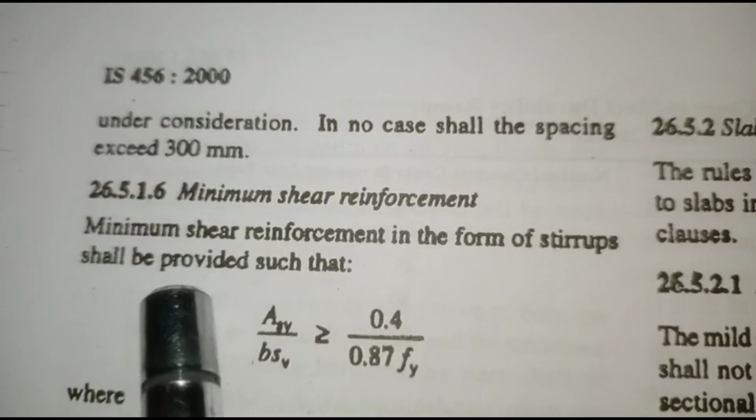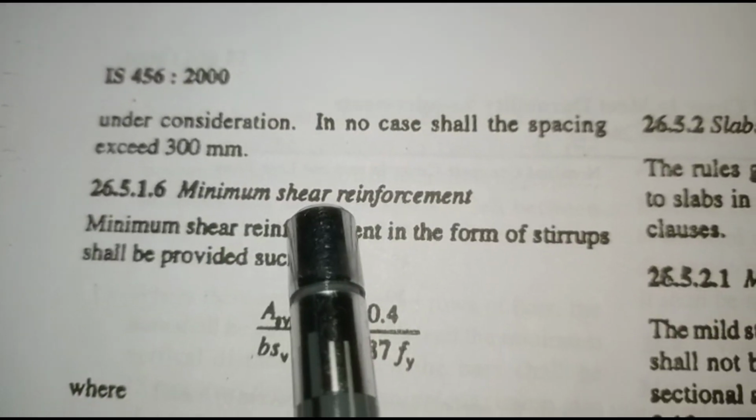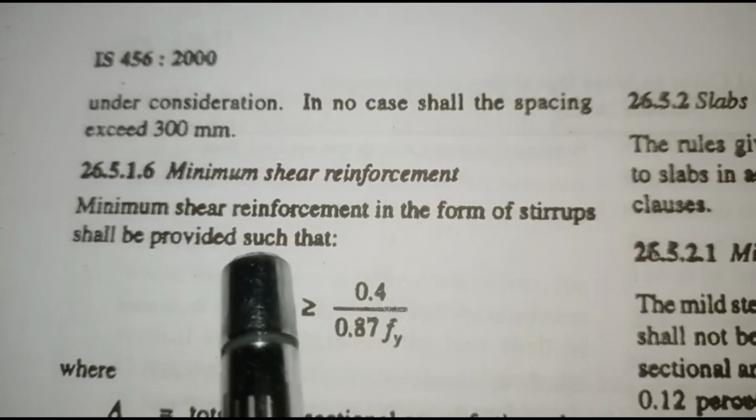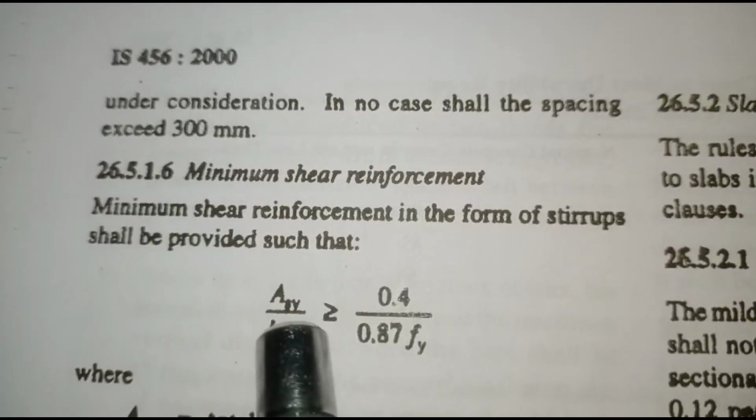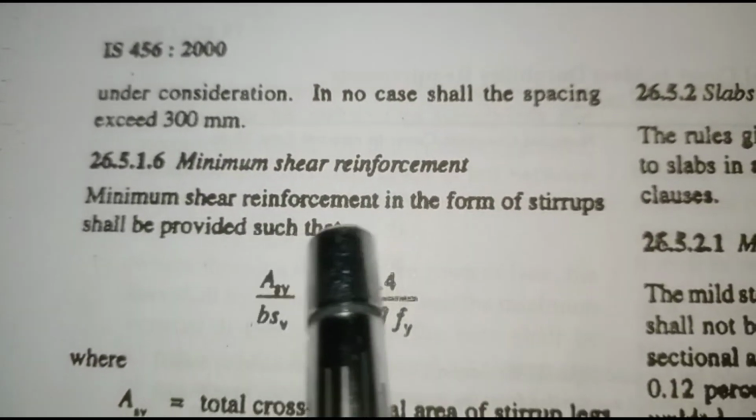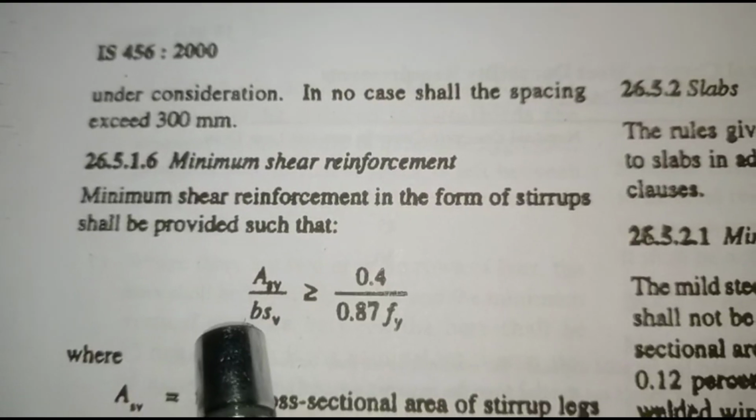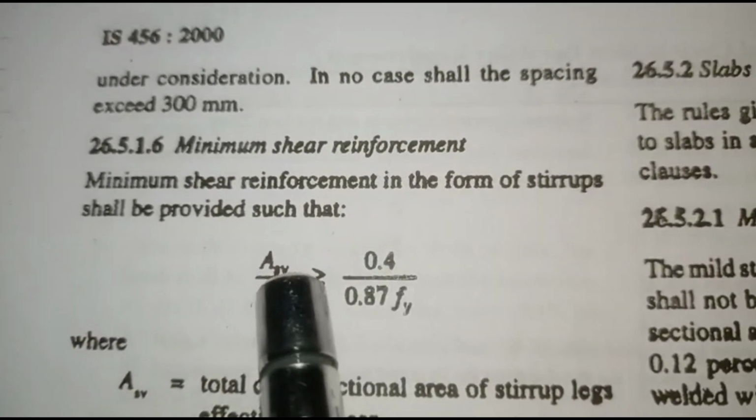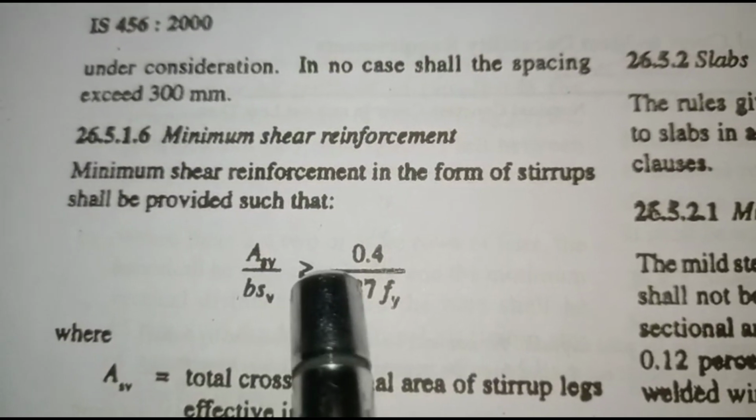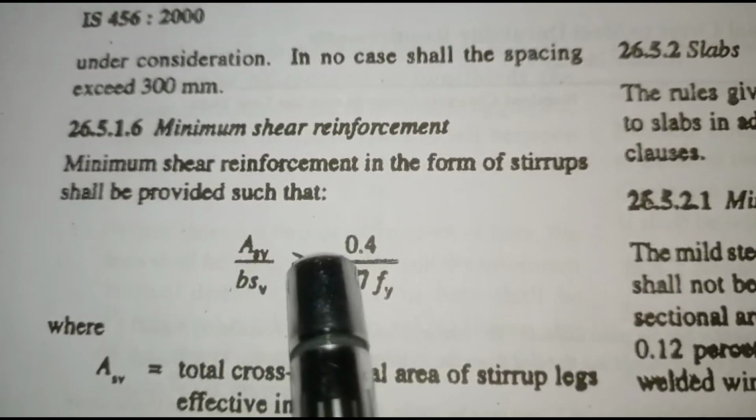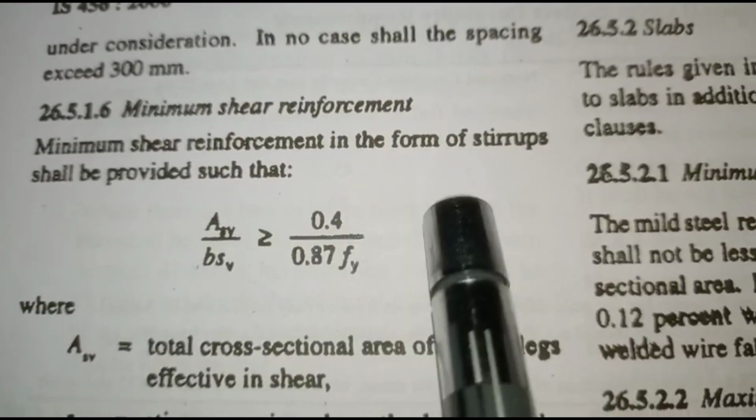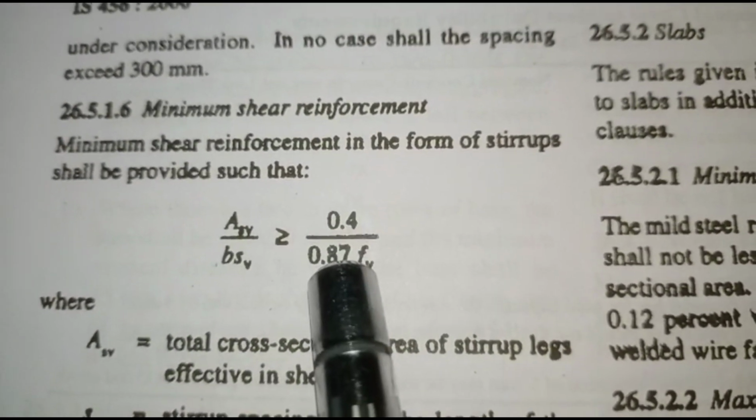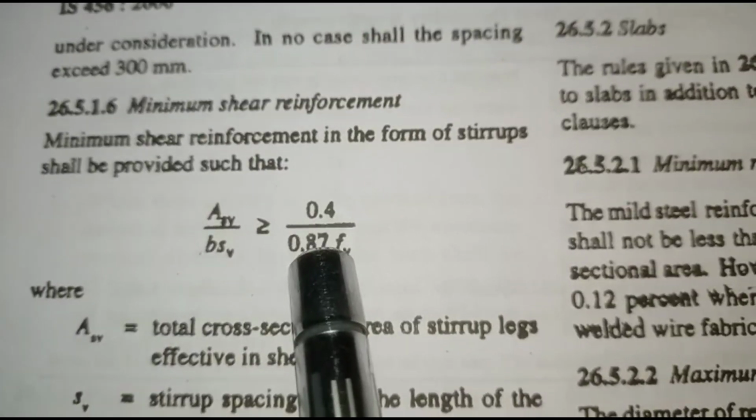And there is one more criterion. Minimum shear reinforcement in the form of stirrups shall be provided, using this formula. For that we have the formula Asv divided by b into Sv is equal to 0.4 divided by 0.87 fy. So by using this formula we will calculate the minimum shear reinforcement.